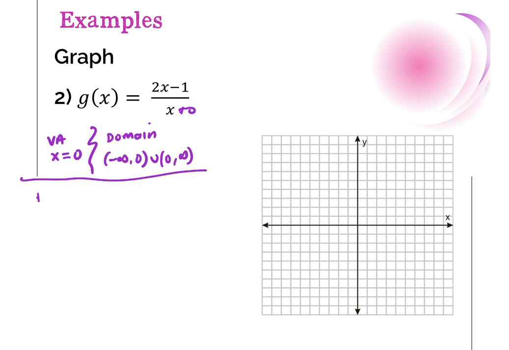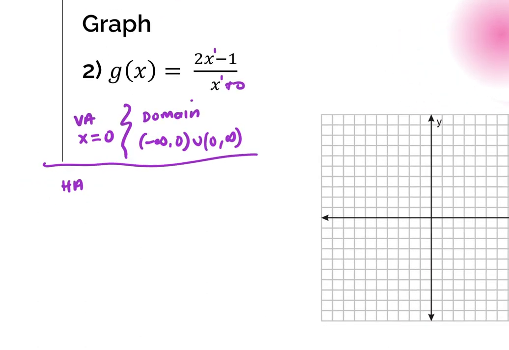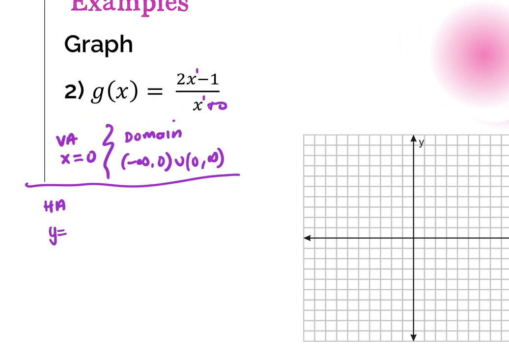Then comes horizontal asymptote. This time the exponent on the top and the bottom are the same. So this is my leading coefficient time. Y equals the leading coefficient on the x to the first in the numerator, which would be 2, over the leading coefficient of the x to the first on the bottom, which is 1. So y equals 2 is my horizontal asymptote. Which means what about slant? None.